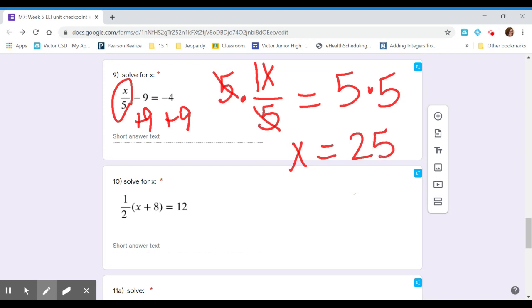You could also think of it as a division problem. Since x divided by 5 is 5, then we have to multiply to find out what that value of x is.